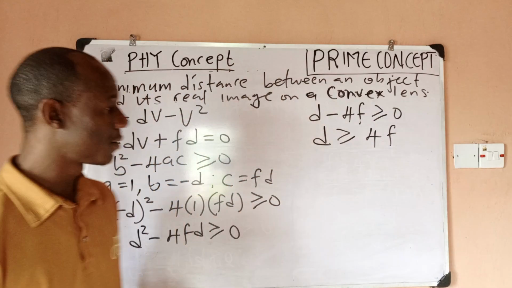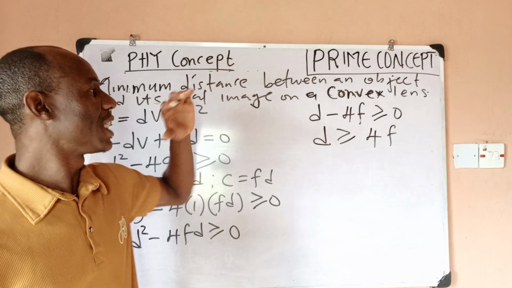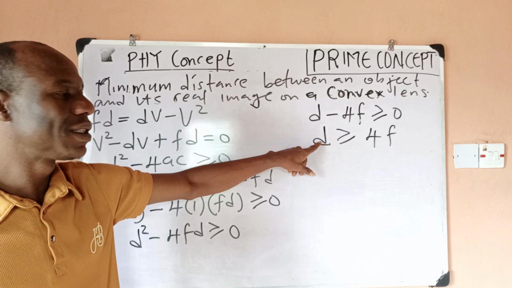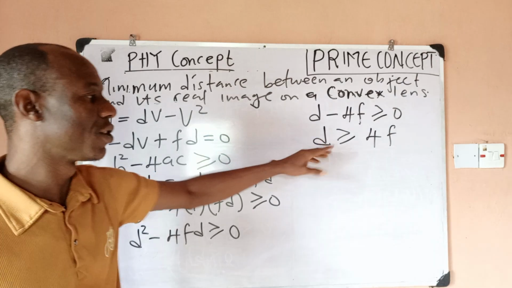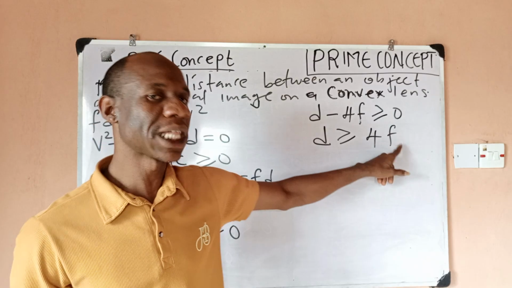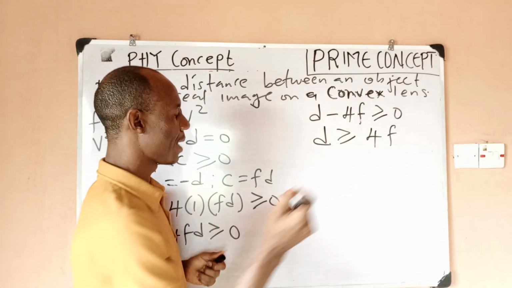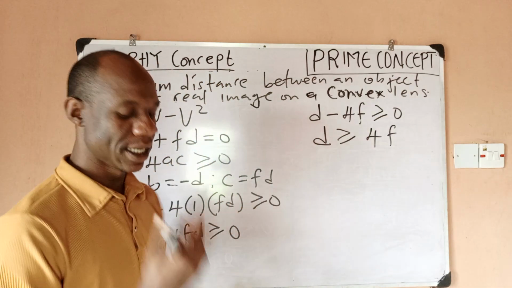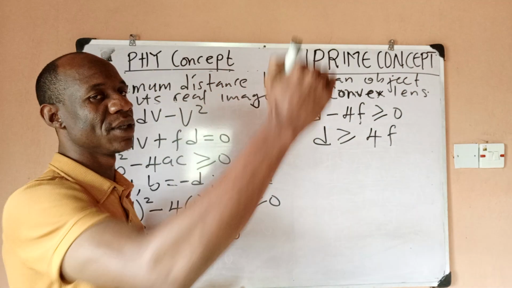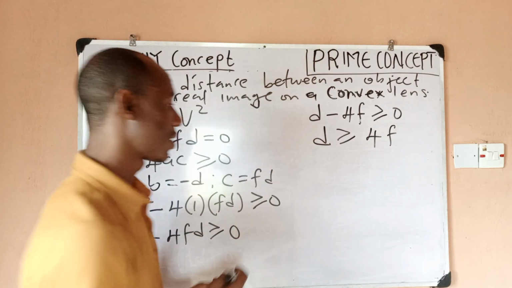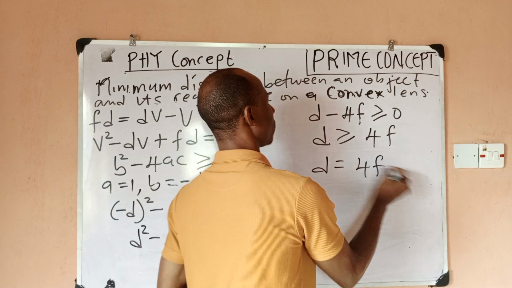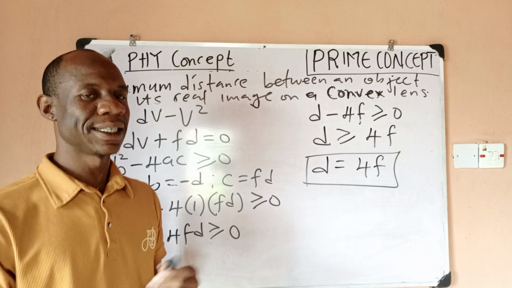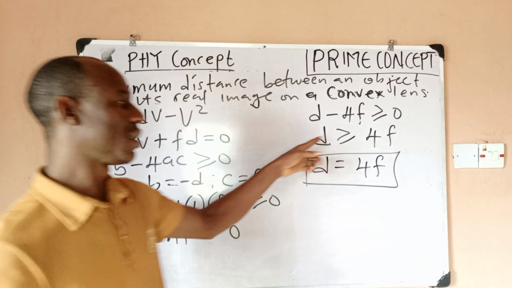4f, right? Yes. So this simply means that if you want a real image to be formed on a screen, then your distance between the object and the image should be greater than or equal to 4 times the focal length. So in simple terms, we can say that the minimum distance, the smallest distance between an object and its real image, so that the image can be seen on the screen, should be d equals 4f. This is the smallest. d equals 4f.